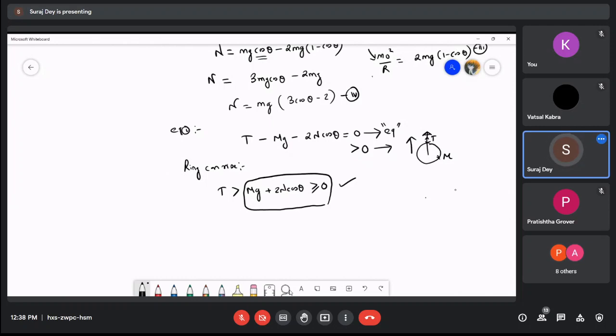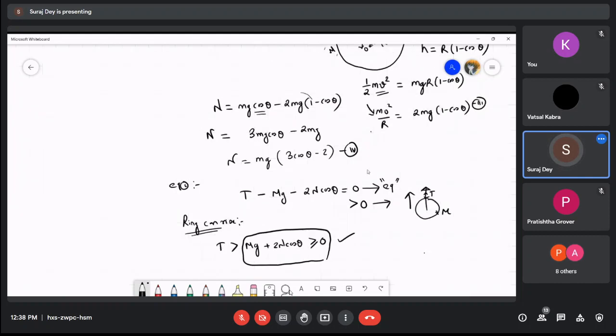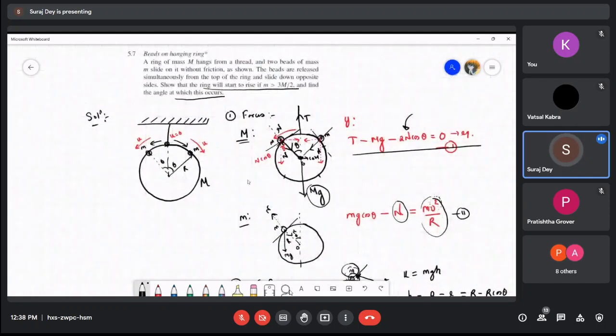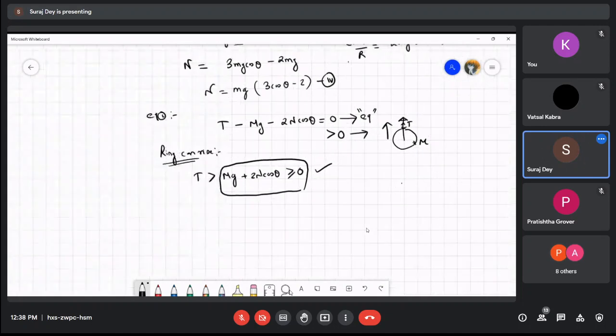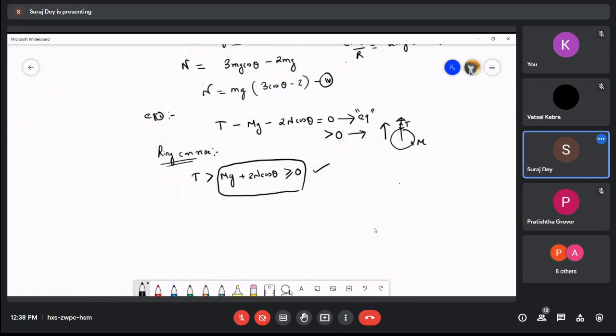And the task is to obtain under what circumstances the ring can rise, right? So there's a particular condition under which the ring can rise. And the condition in the problem is given in terms of the masses. So the mass of the smaller bits has to be such that it is greater than 3m by 2. So we need to show this part. So let's move forward with whatever we get. So for the normal force, we can just directly substitute: 3 cos theta minus 2 cos theta greater than or equal to 0.